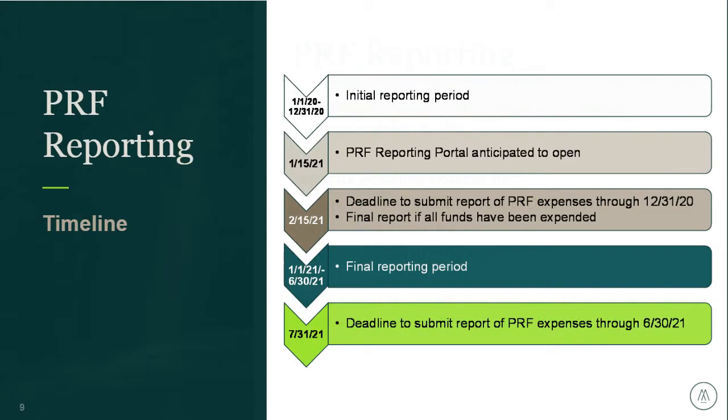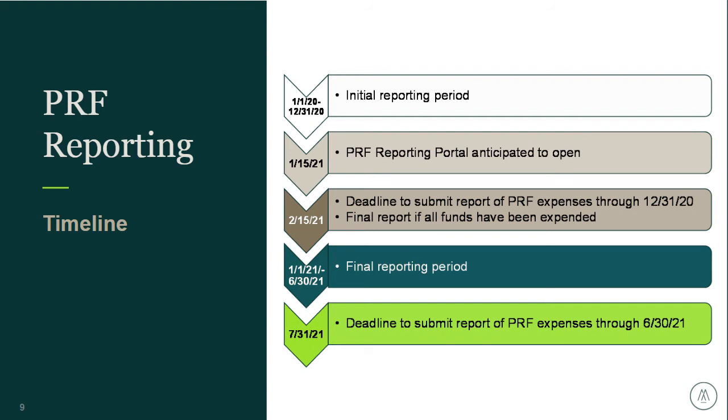So here's our timeline. The initial reporting period is calendar year 2020, January through end of December. What we know today is that the portal is anticipated to open on January 15th, so coming up in exactly a month, and anticipated to close on February 15th. So that's our window when we're going to be submitting data.